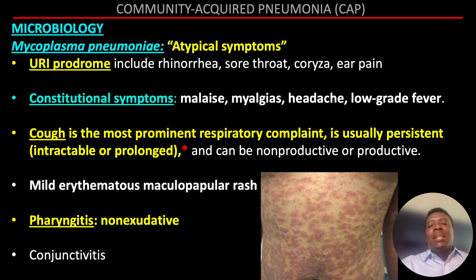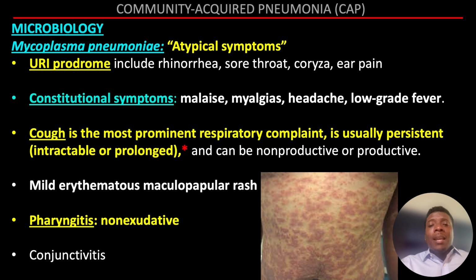Now, besides having classic pulmonary symptoms, mycoplasma pneumonia is often associated with atypical symptoms. Now, these could be just generalized symptoms that are not really that helpful. Malaise, myalgias, headaches, low-grade fever. That's not specific. You can see that with many conditions. Now, oftentimes they may have a cough. That cough could be prolonged, could be intractable, or maybe even be non-productive.